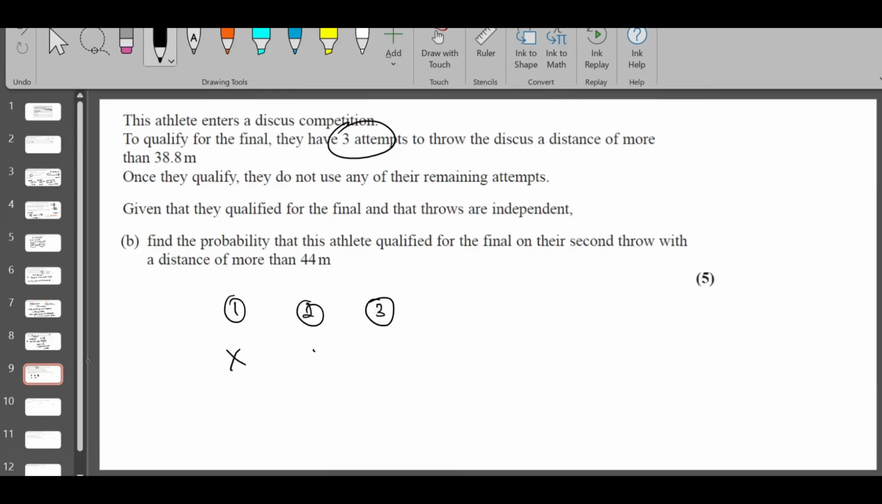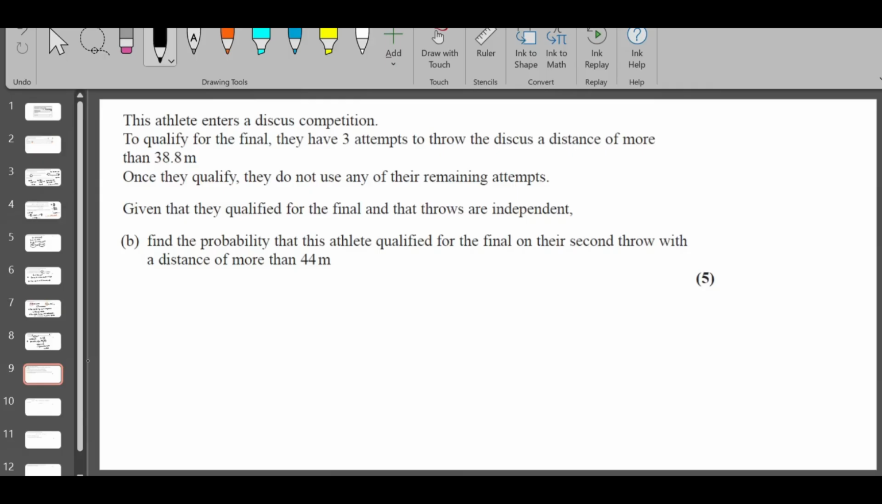If they fail here also, they need to use the third one. Okay, so they have 3 attempts. Given that they qualified for the final and the throws are independent, find the probability that this athlete qualifies for the final on the second throw, which is with the distance of more than 44. Okay, this is basically a binomial distribution and the normal distribution combined actually.